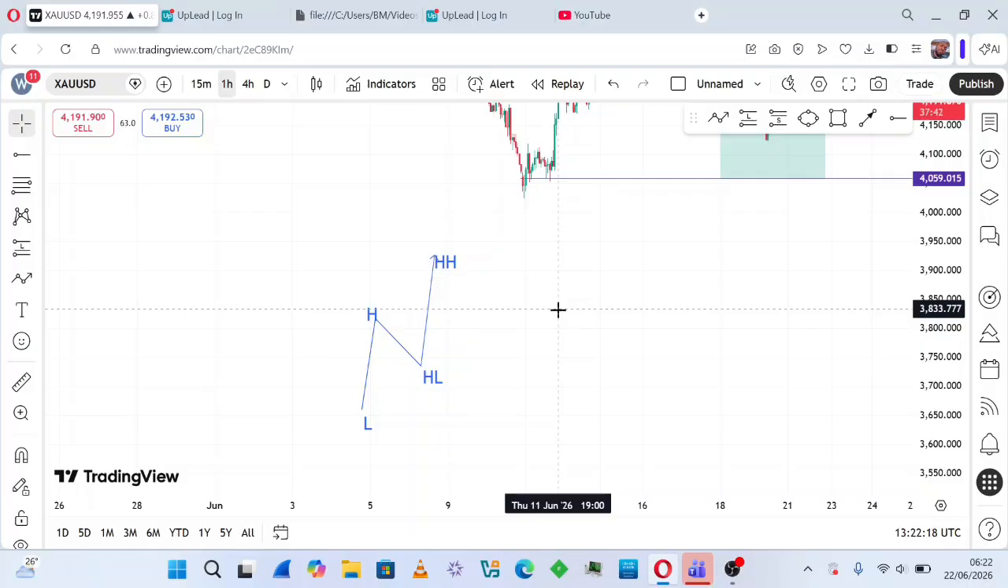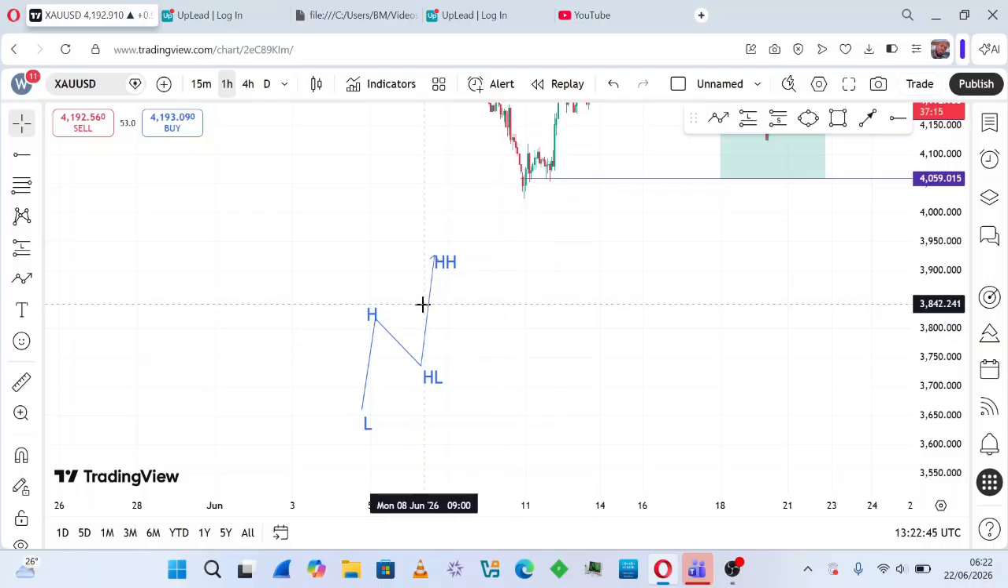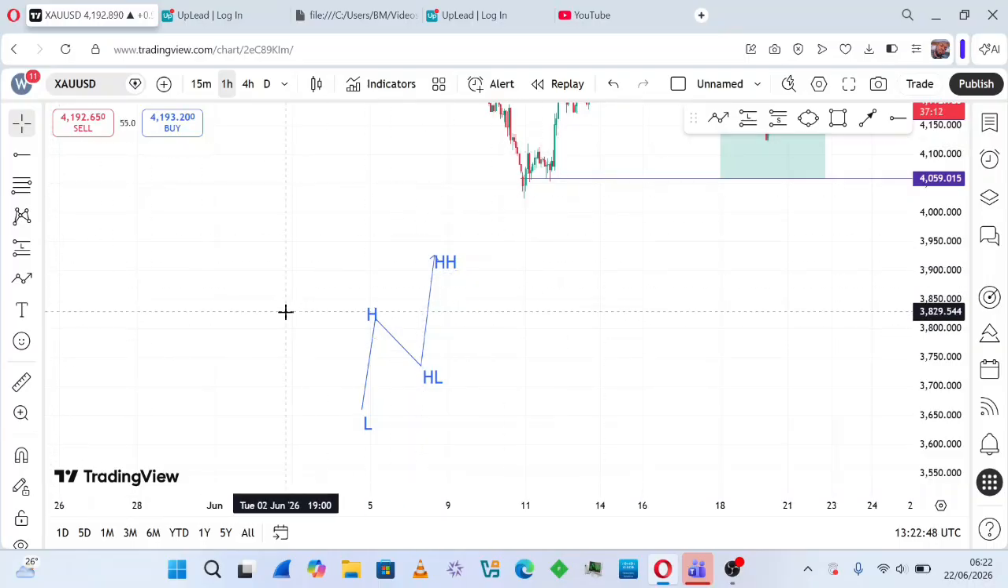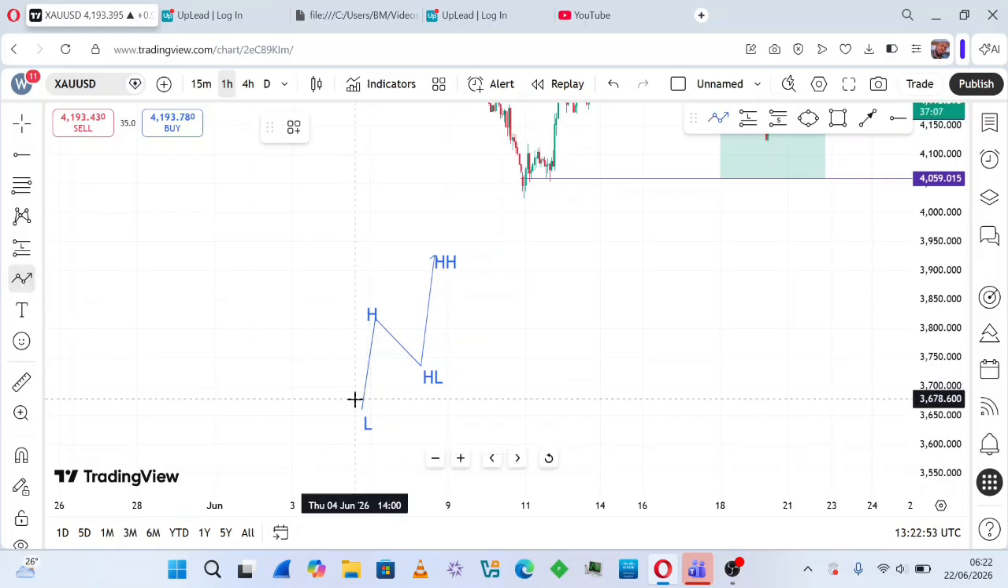Now, how can you use the minor trend? The way to use it is this: inside the main trend, there is a smaller trend. Know that this is a daily time frame. If you go to the 4 hour time frame, you will see that inside this trend there is another smaller trend.